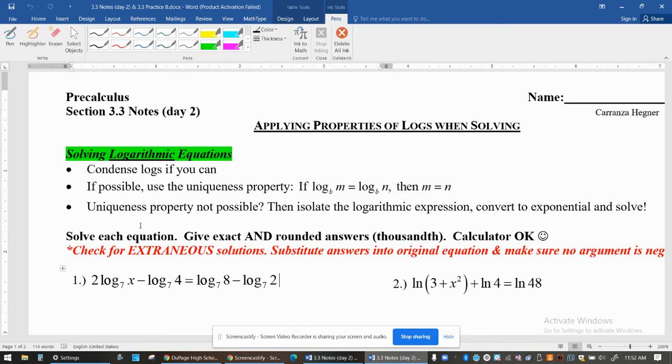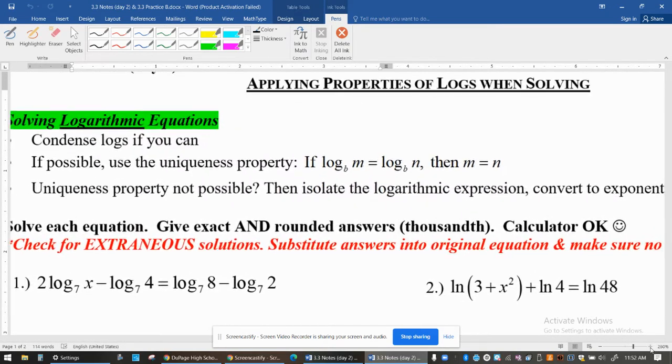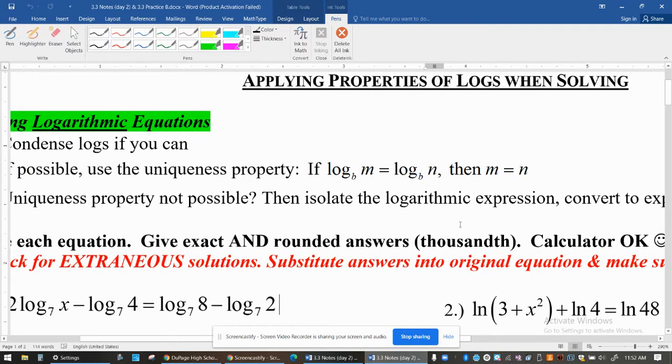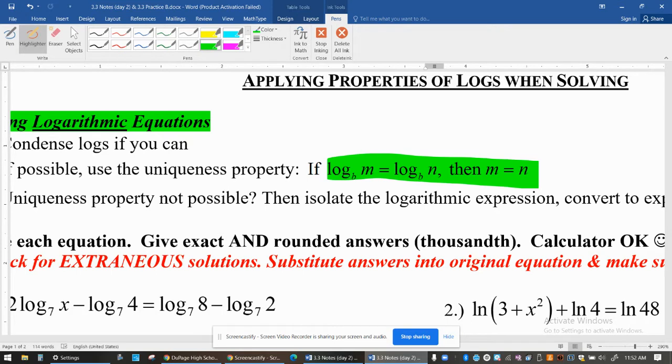Secondly, you're going to check to see if you have logs on both sides. That's the key. If you have logs on both sides, you're going to see if you can use the uniqueness property. The uniqueness property states that if you have the same type of log on both sides, then their arguments have to be equal. So if you have log base 3 of 4 equals log base 3 of 6x, then you can set the arguments of 4 and 6x equal to each other. That's what that property states.